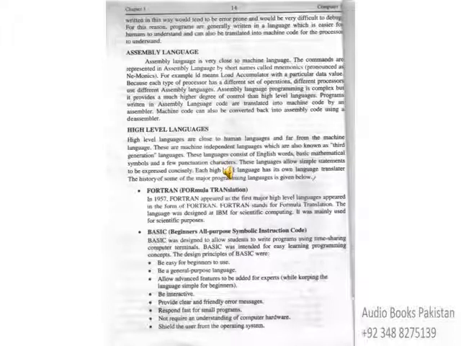High-level languages. High-level languages are close to human languages and far from the machine language. These are machine-independent languages which are also known as third-generation languages. These languages consist of English words, basic mathematical symbols and a few punctuation characters. These languages allow simple statements to be expressed concisely. Each high-level language has its own language translator. The history of some of the major programming languages is given below.